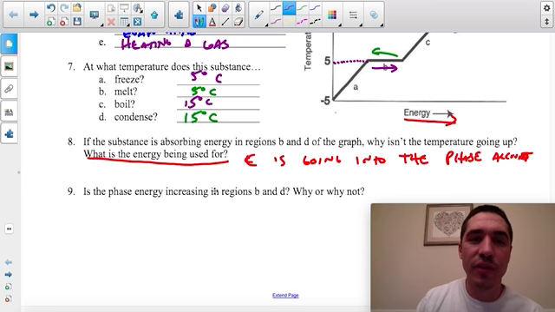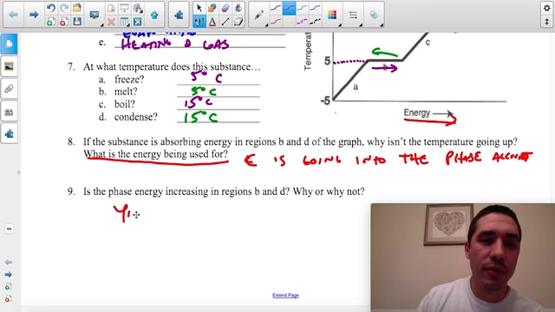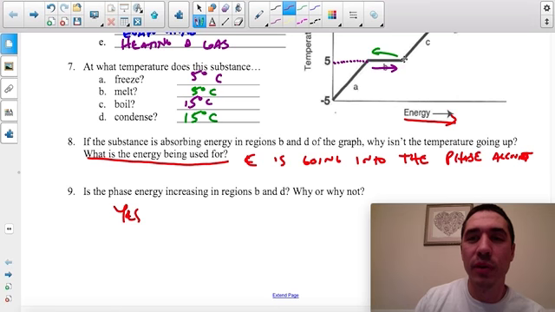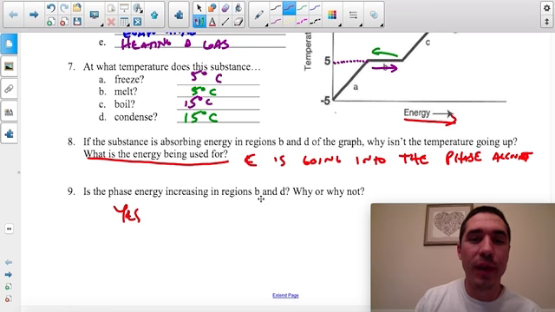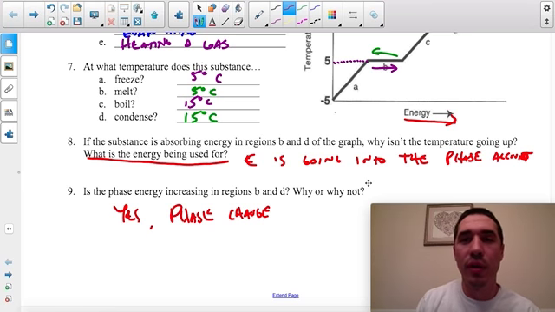Is the phase energy increasing in regions B and D? Why or why not? Yes. At B, it's changing from a solid to a liquid, and at D, it's changing from a liquid to a gas. So at those regions, we're going through a phase change. And when the phase changes, we're going to have basically a change in that phase energy.